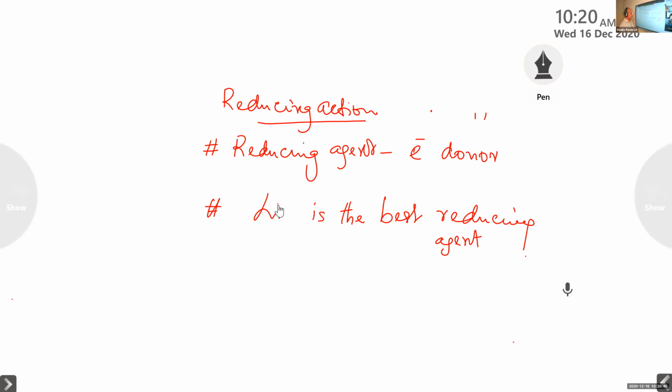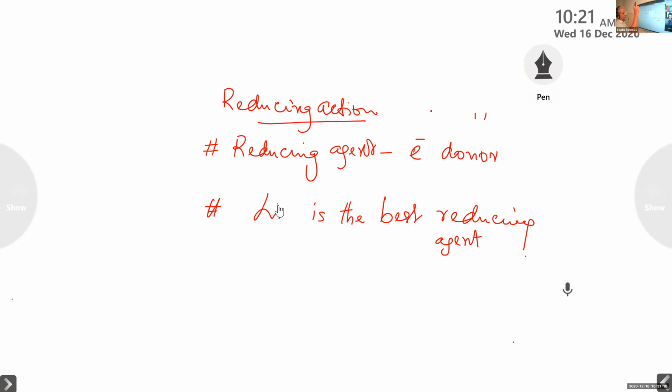You can study that from the electrode potential, which we can study next year. For the time being, remember that lithium is the best reducing agent, the best electron donor among all the elements, metals and non-metals. The best reducing agent is lithium.